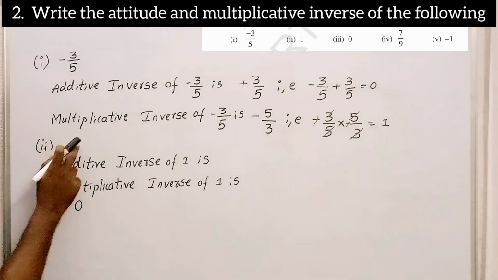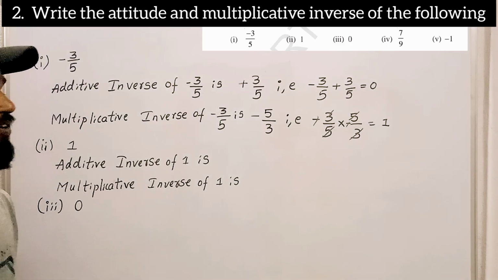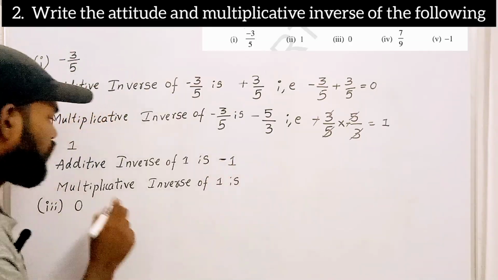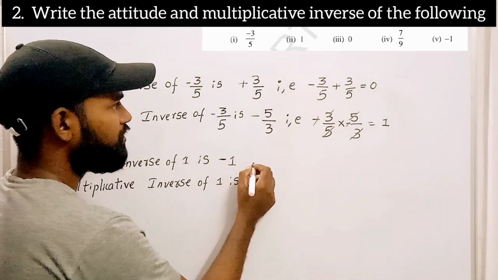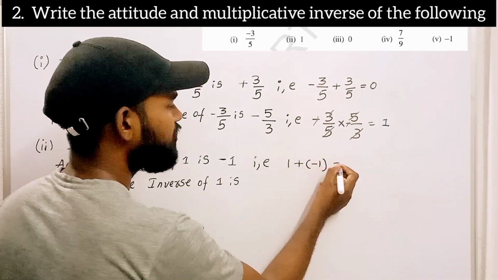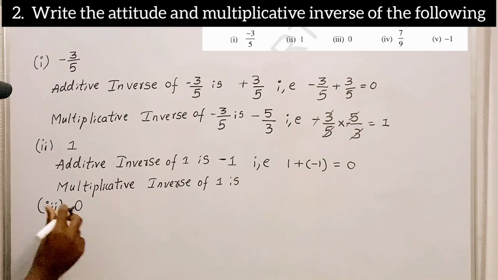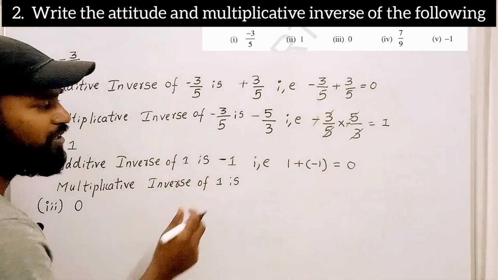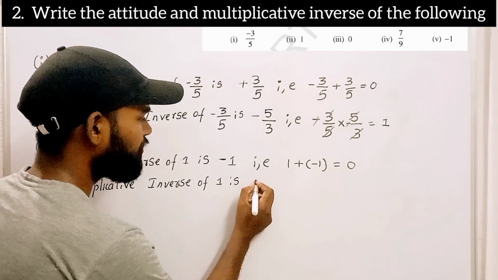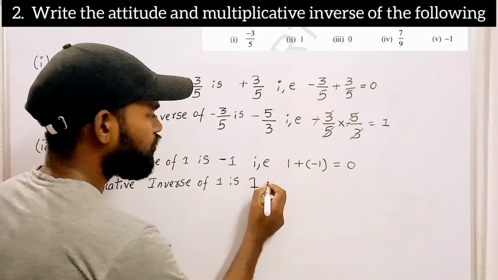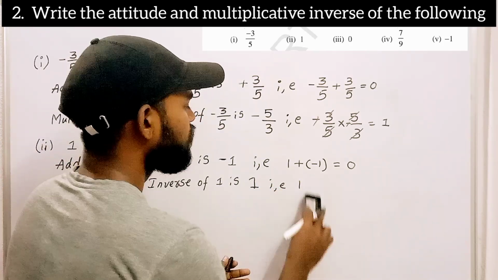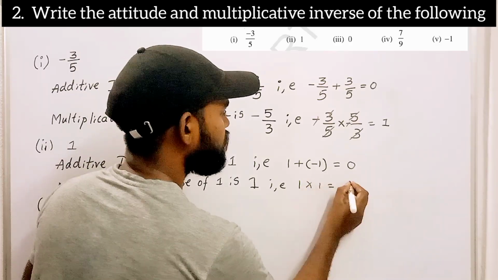Next question, for the number 1. What is the additive inverse of 1? What number should we add to the 1 to get 0? That is minus 1. So 1 plus minus 1 is equal to 0. Yes. Next, what is the multiplicative inverse of 1? What number should I multiply to the 1 to get 1? That is nothing but the multiplicative inverse of 1 is 1. That is 1 into 1 is equal to 1.